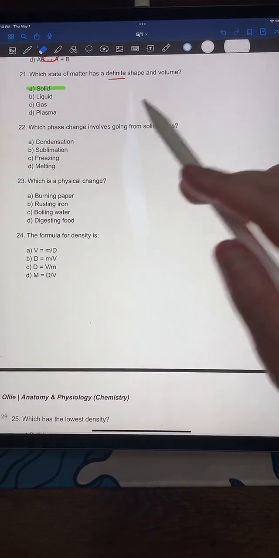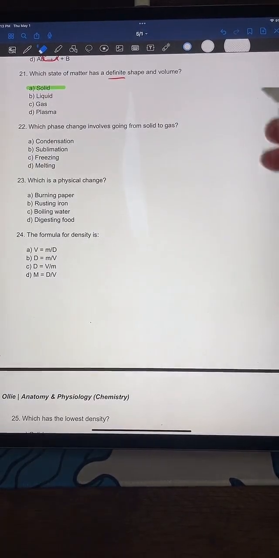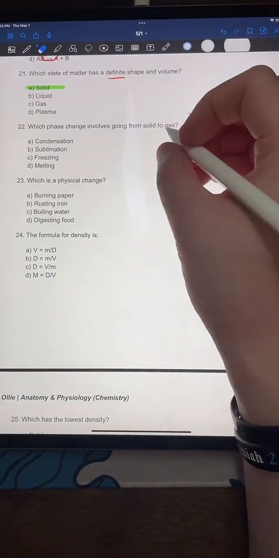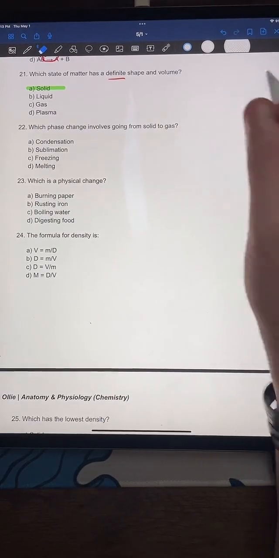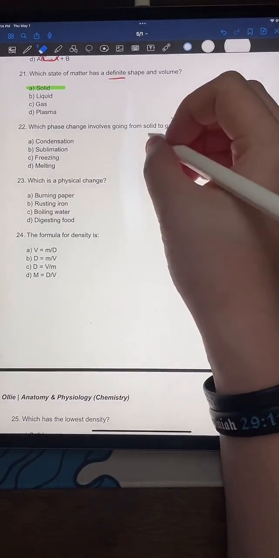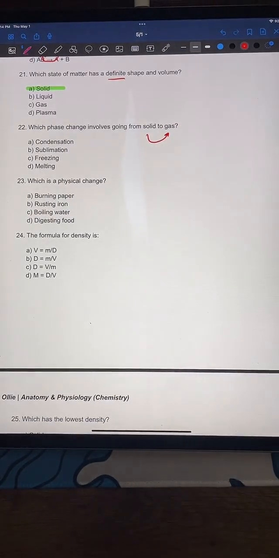Number 22, which phase change involves going from a solid to a gas? So when we go from a solid to a gas.